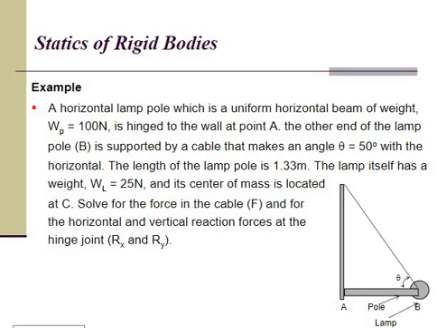We need to solve for the force in the cable, F, and for the horizontal and vertical reaction forces at the hinge joint. So due to the forces that we have and the weight of the lamp at point B, the hinge should resist these forces or else it will fall down. So we will have a resistance force in the x direction and in the y direction.